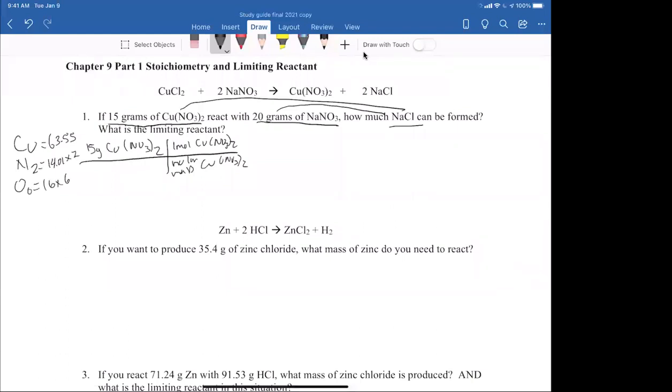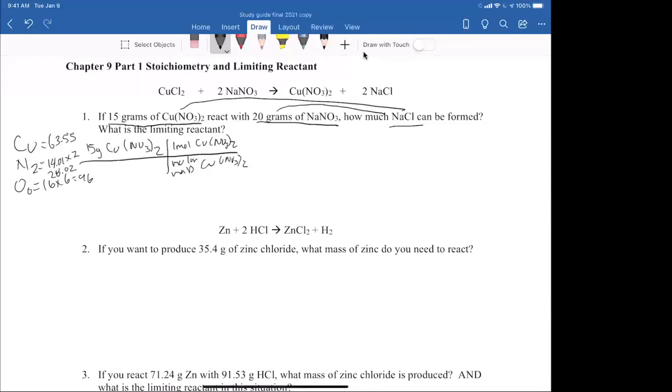Okay, first thing is I want to know what 2 N's, so 14.01 times 2 is equal to 28.02. And then 16 times 6 is equal to 96. So we're going to do 96 plus 28.02 plus 63.55.